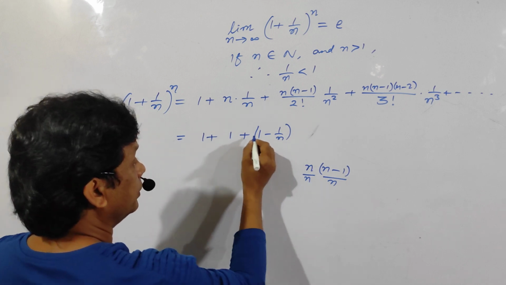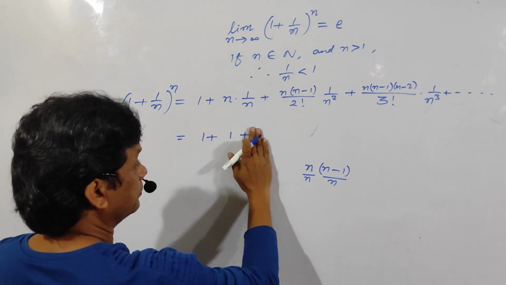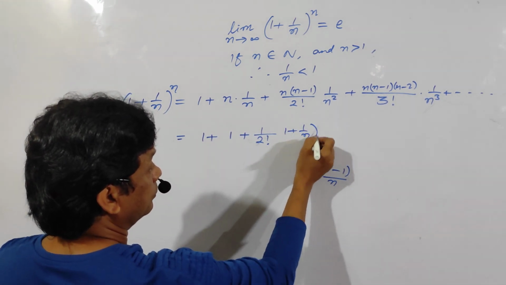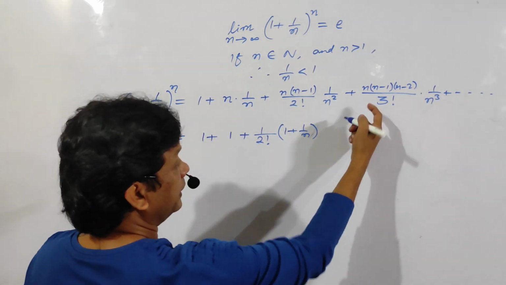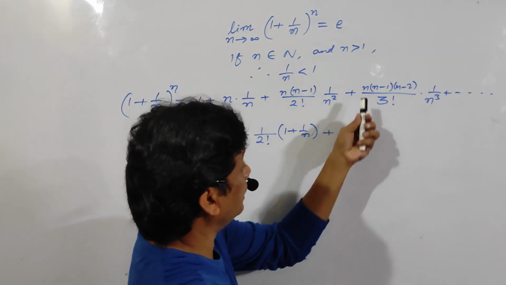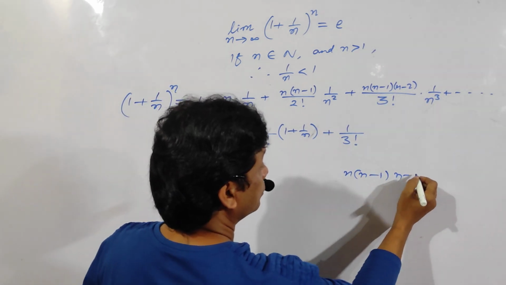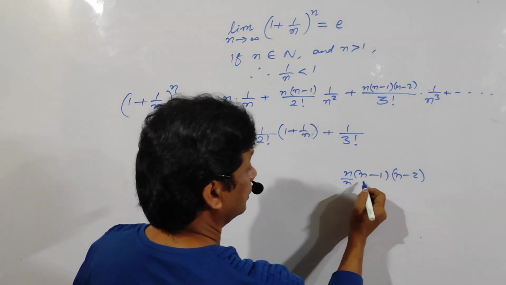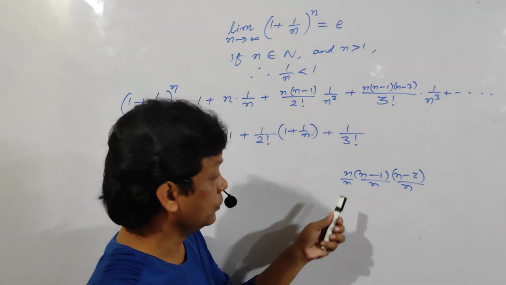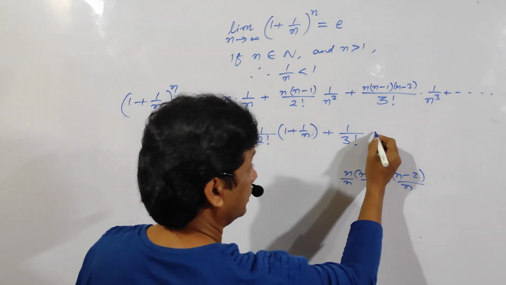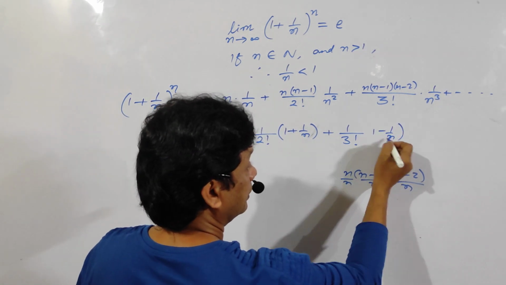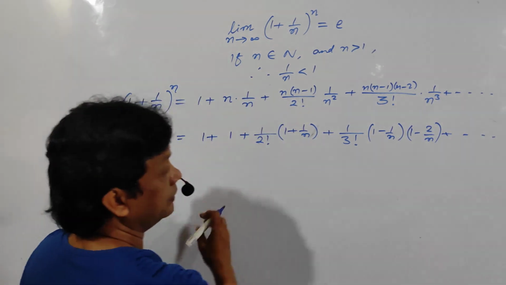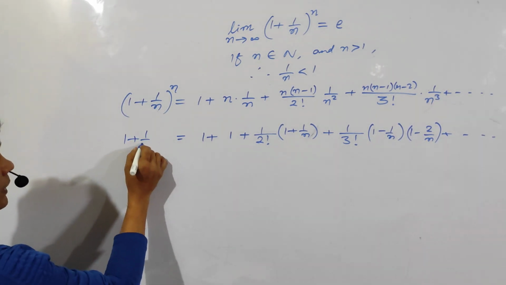Is that clear to you? So into 1 by factorial 2. Again I am writing 1 by factorial 2, and this one becomes 1 plus 1 by n. Okay. So now see here. How to write this one? Plus 1 by factorial 3, and this one n into n minus 1 into n minus 2 by n cube. That means dividing n here, n here, n here, I can write like this. So n by n is 1, n by n is 1 minus 1 by n, then n by n is 1 minus 2 by n, and so on. Clear? So now this is (1 plus 1 by n) to the power n.